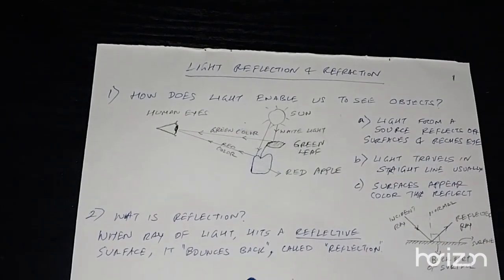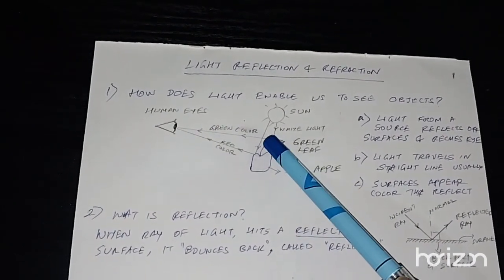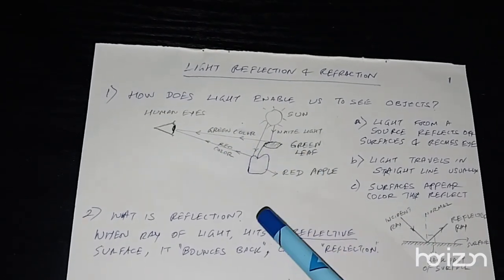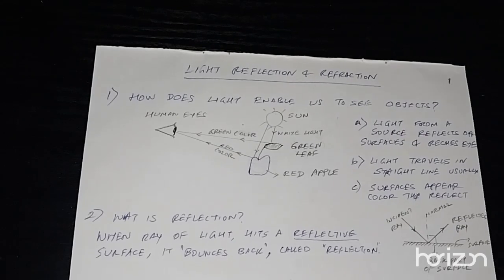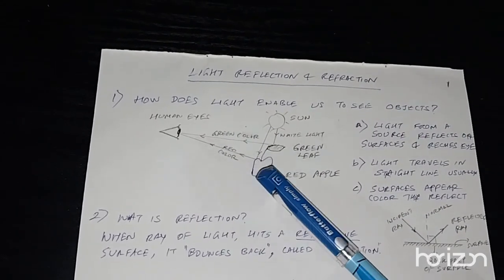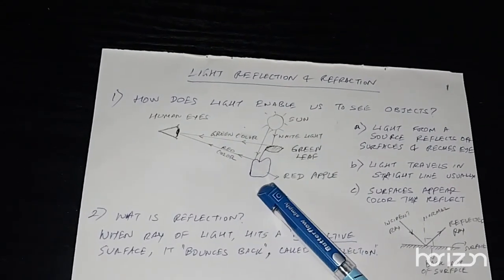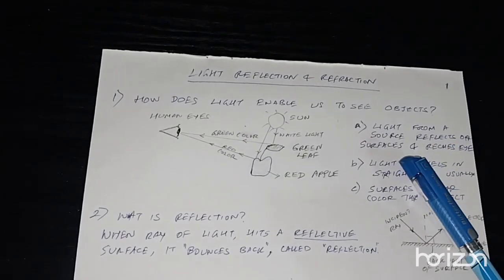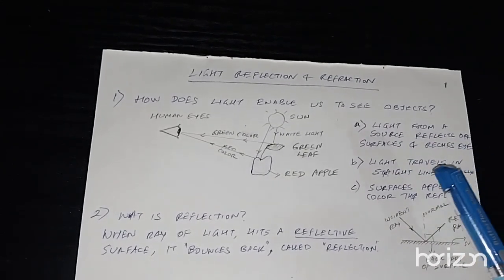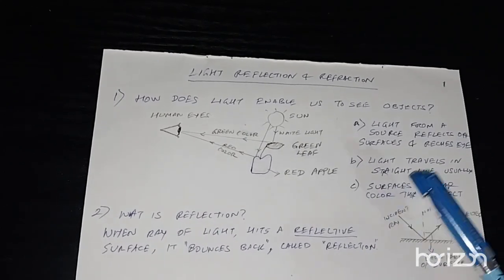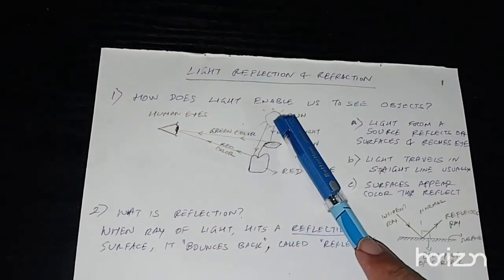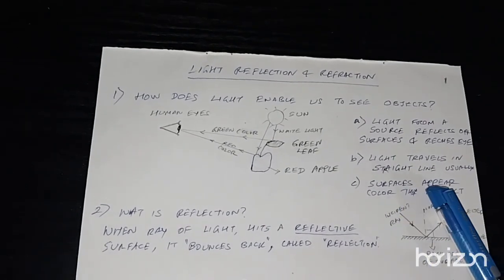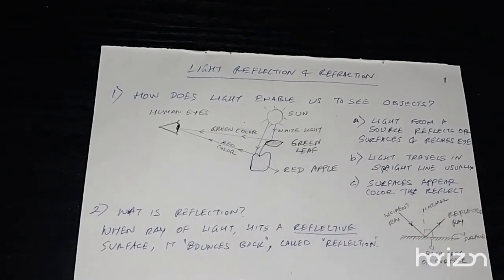we see the objects. See, the green leaf appears green because it reflects green color and absorbs the rest of the colors. Similarly, the apple seems red because it reflects the red light and absorbs the other part of the white light. Okay, so light from source reflects off of the surfaces and reaches the eye, where it is processed by retina and the brain, and light travels in straight lines. So you can see the straight line mathematical model of the light, and surfaces appear the color that they reflect.